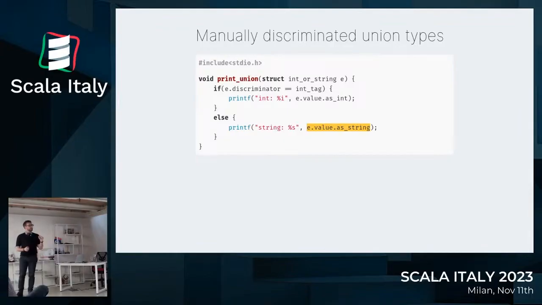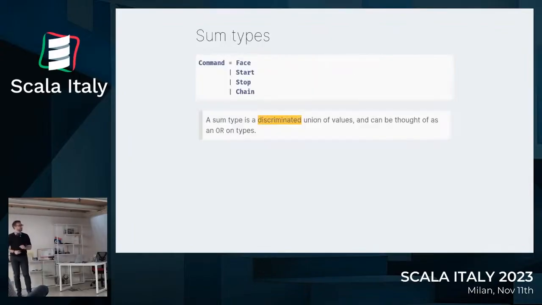Well, that's what an undiscriminated union type is. We have manually added a discriminator to make it a discriminated union type, right? So that is what a sum type does for us under the hood. It keeps track of which one we have, so we don't have to, and we always know exactly which one we have, which is why we can use pattern matches and get the value we wanted. So a sum type is a discriminated union of values and can be thought of as an or between types. Direction is a sum type.